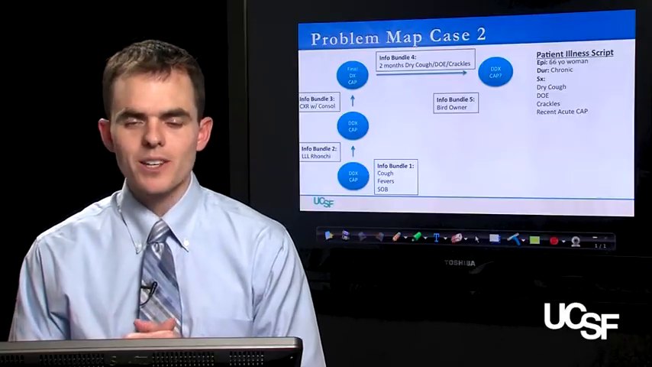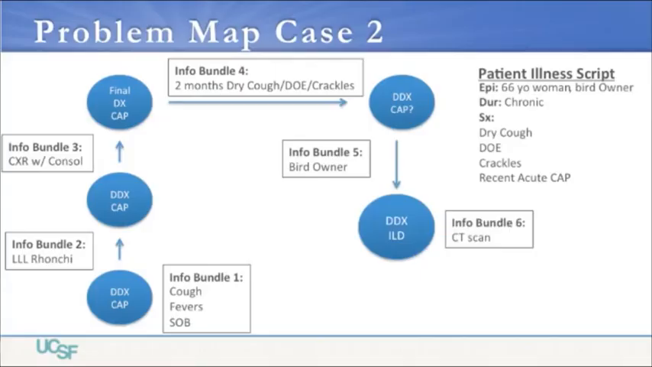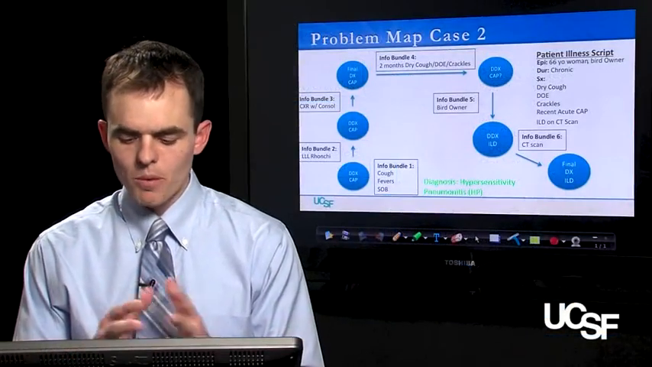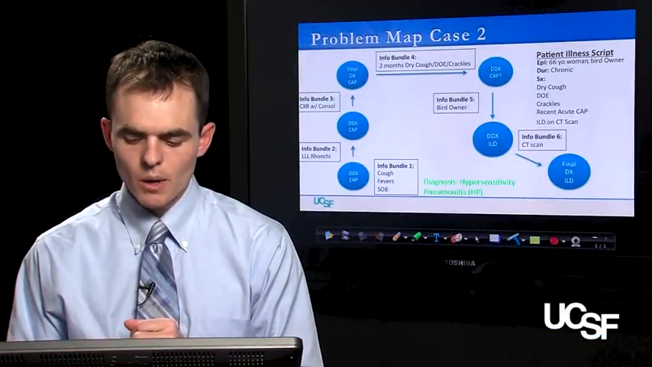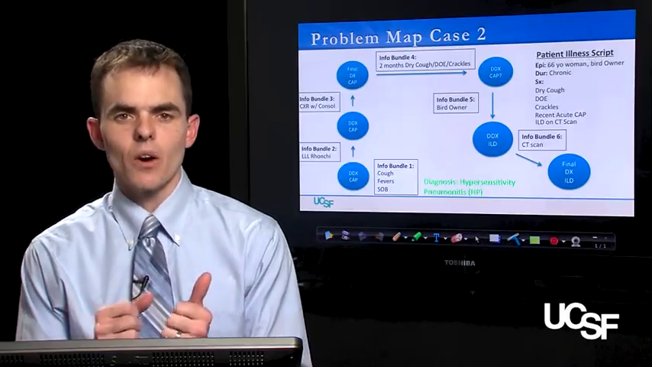So you go back and you talk to the patient, and the patient says, well, you know, I actually own a bird. You update your illness script. You update your working diagnosis to be ILD or hypersensitivity pneumonitis. Your next information bundle, you get the CT scan. You update your illness script that shows that she has ILD or hypersensitivity pneumonitis. You update to have your final diagnosis, which is that this patient had hypersensitivity pneumonitis. Take a look at how much more complex that is, and see how nice it is to have everything laid out, okay?